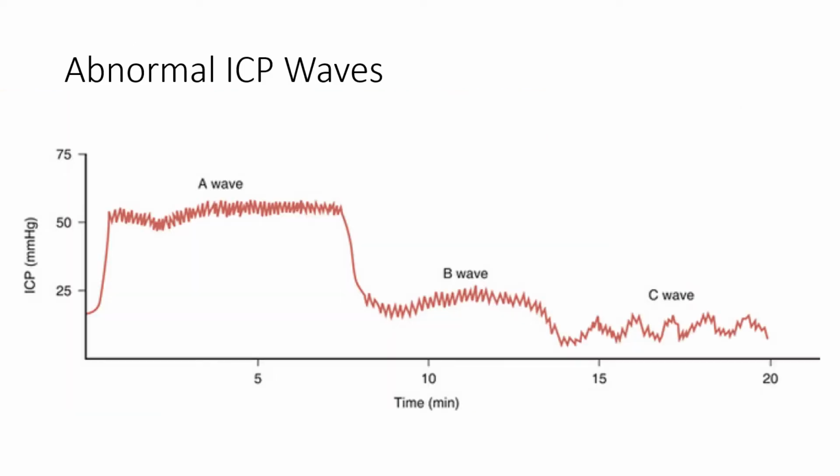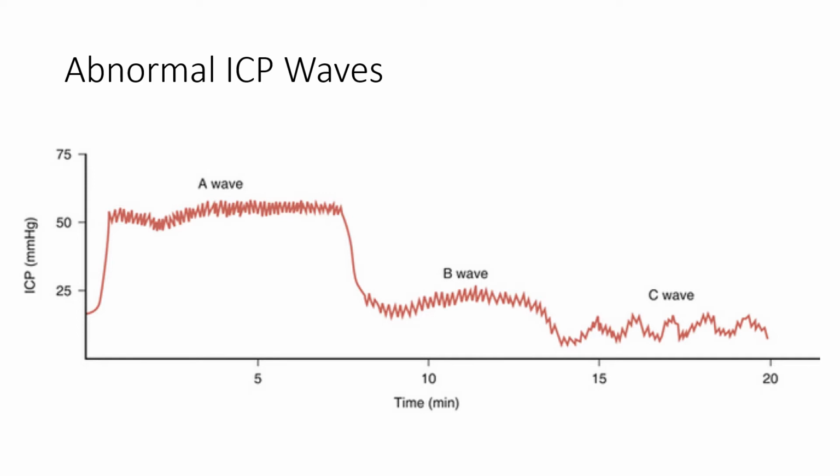So what are the abnormal ICP waveforms? The common ones you read in the textbook are A waves, which are brief, lasting less than 10 minutes or so. A sudden severe increase in intracranial pressure, even beyond 50 millimeters of mercury, lasting 5 to 10 minutes, and then a sudden drop.